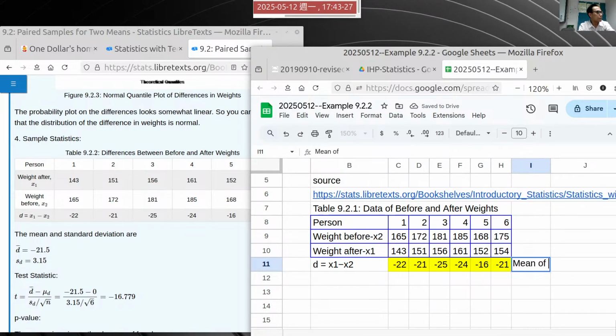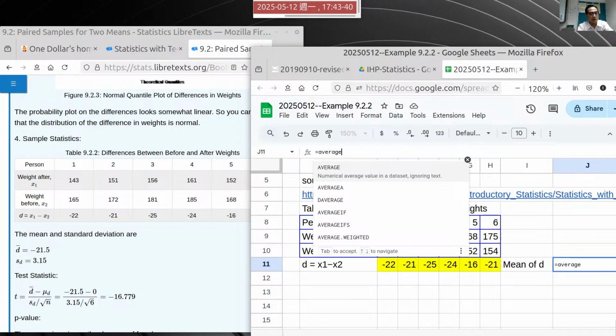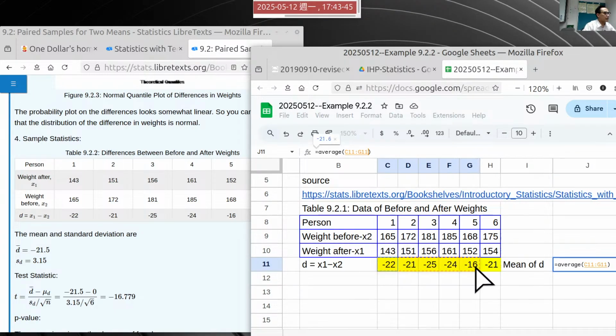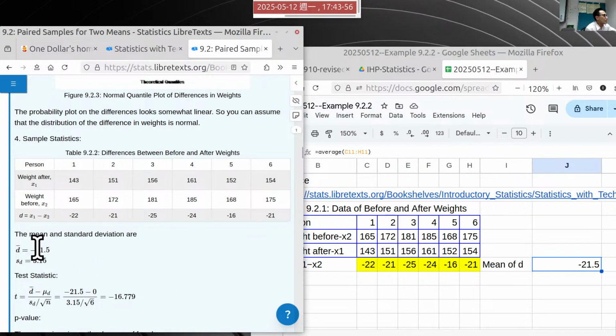Mean of D. We can type here, click equal, type average from here, and click answer. The average of D is minus 21.5. So this one is okay.